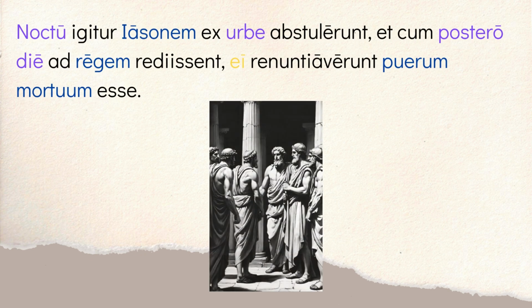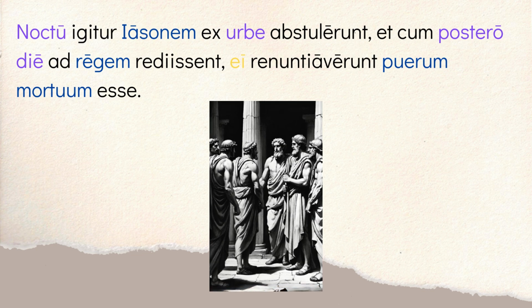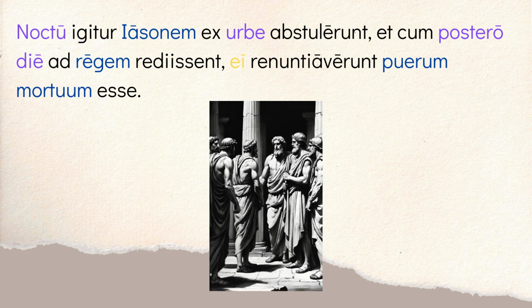Okay. Then you continue, you have noctu igitur, Iasonem ex urbe abstulerant, et cum postero die ad regem rediscent, renuntiaverunt puerum mortuum esse. Okay, so you have noctu, so at night, right? So igitur is just therefore. So therefore, at night, abstulerant, they took away, right? It's really like abfere, they carried away Jason from the city, right?